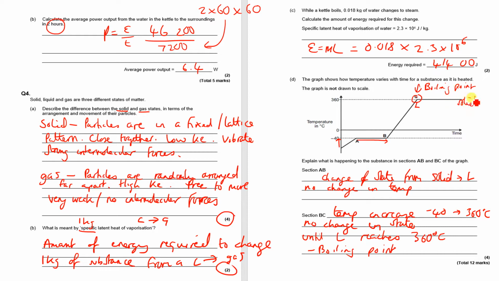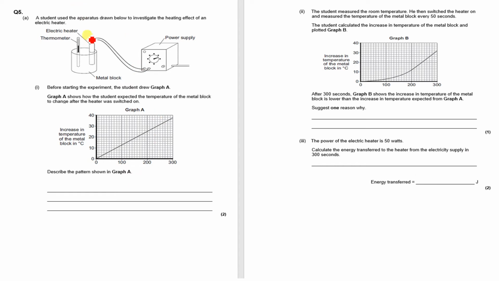the temperature may increase. Right, the next question is about specific heat capacity. This is an apparatus you need to know for your exam. This is one of the assessed practicals that you need to be aware of. So you can clearly see there's a power supply with a thermometer and an electric heater, and this is for specific heat capacity. So before starting the experiment, the student drew graph A. Graph A shows how the student expected the temperature of the metal block to change after the heater was switched on.